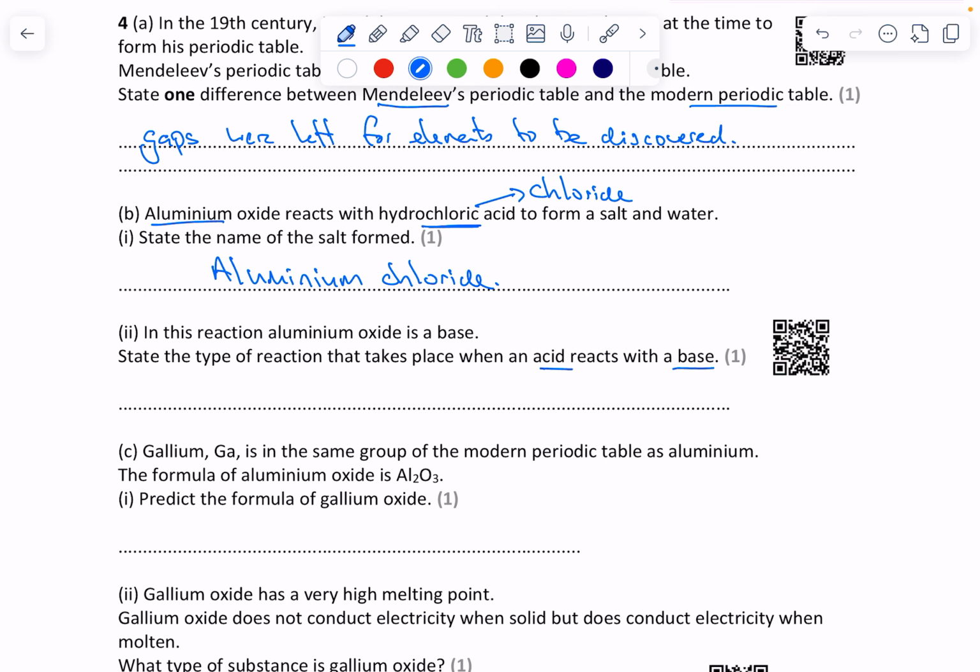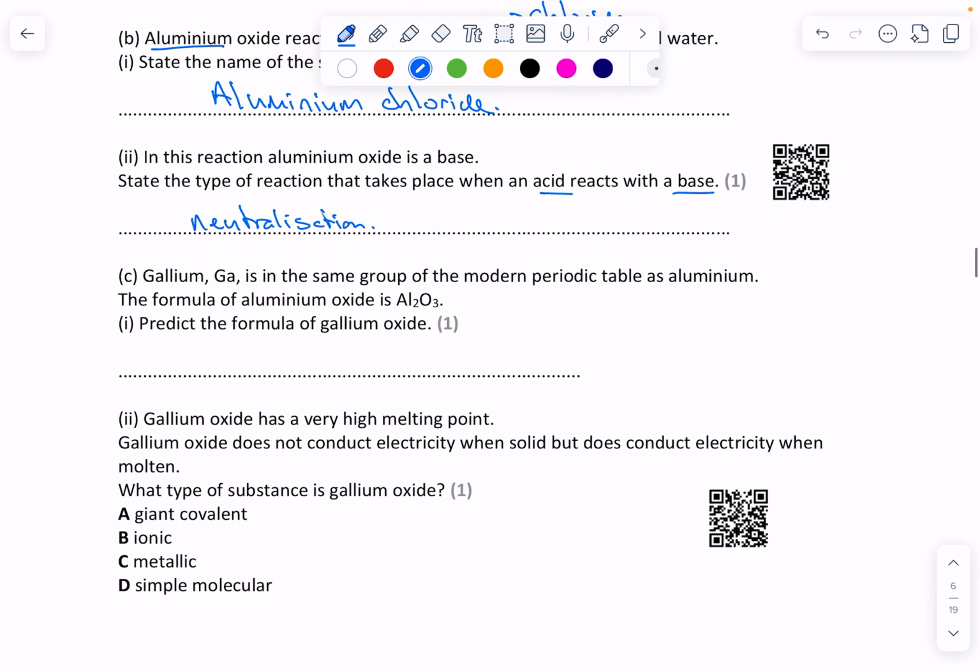State the type of reaction that takes place when an acid and a base react. So this reaction is a neutralization reaction.